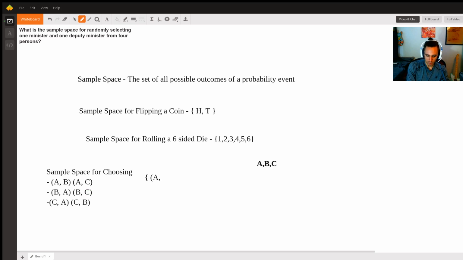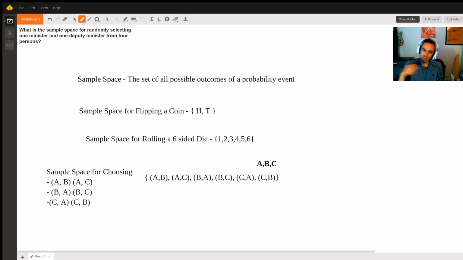So we'll usually write sets in brackets. So we have the sample space A, comma, B, comma, A, comma, C. We could have B, comma, A, B, comma, C. We could have C, A, or we could have C, B. All right. That should give you enough information to figure out what you need to do.